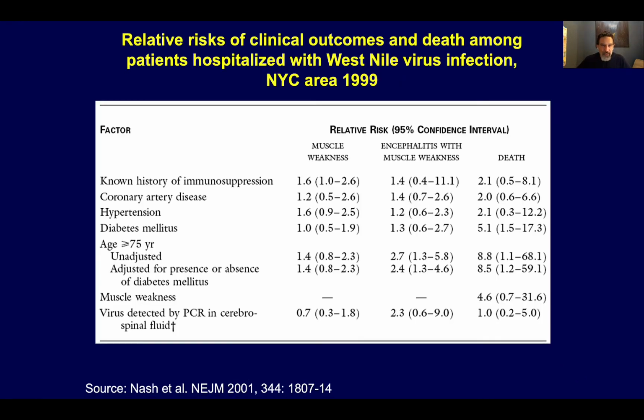The number of people in the case group, 59, was pretty small, but we did want to do some analyses to see if we could understand what factors might be associated with some of the more severe outcomes, including death. And what we found was that having diabetes and having older age were most strongly and independently associated with the risk of death in severe West Nile infection.